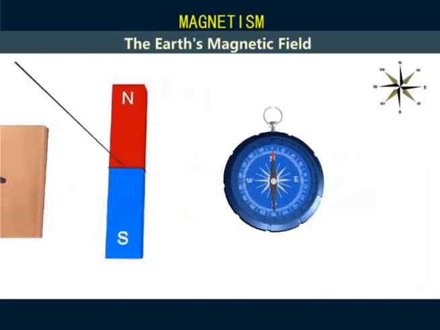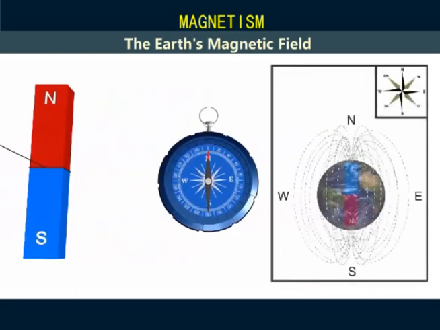And this is because the Earth behaves like a huge bar magnet, with its magnetic south pole located near its geographic north pole, and its magnetic north pole located near its geographic south pole. And because like poles repel while unlike poles attract each other, the north pole of the magnet is attracted to the Earth's magnetic south pole, which is towards the geographic north pole, and vice versa.